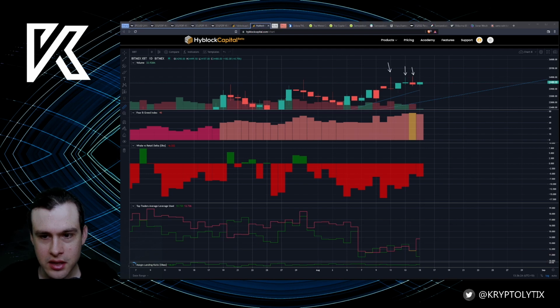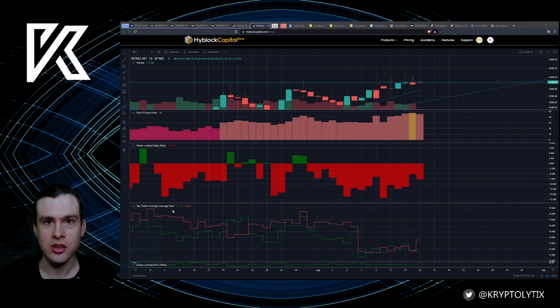We're not really getting much love at the moment to the upside, and as you can see right now, this is the top traders' average leverage used. So top traders, I believe it's Binance data, or maybe it's OKX data, but it's the top performing traders on their platform. If you want to see what these big whales or highly successful traders are doing, it's kind of interesting to see.